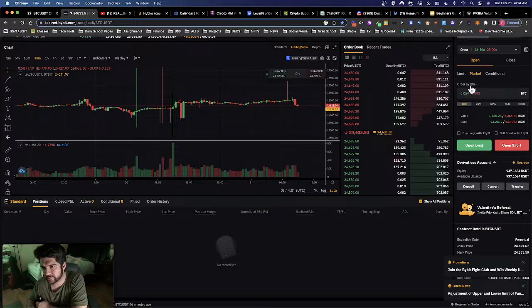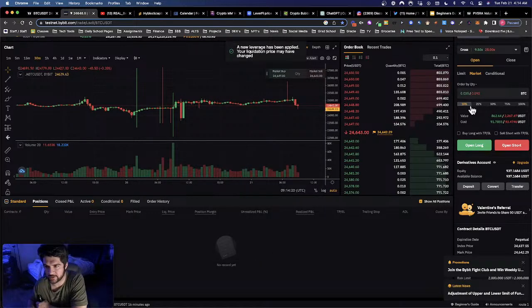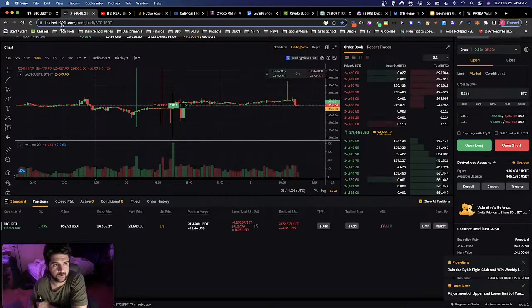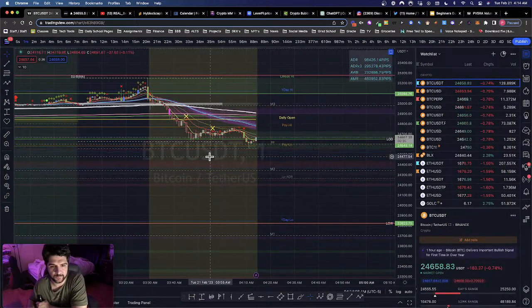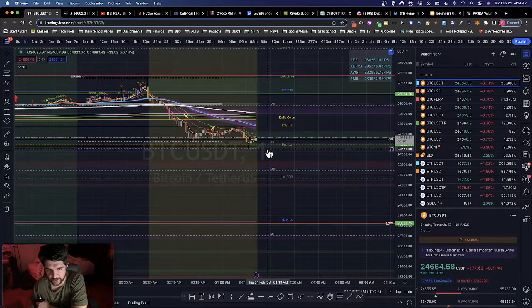10%, but I'm not that confident. So put the leverage at... where's my leverage at? Leverage here. Go like 10x. 9.5x. We'll use 10% of the account, and we are long. Stop loss will be right underneath that pin. 24,543.